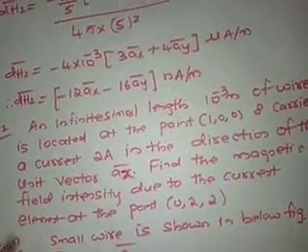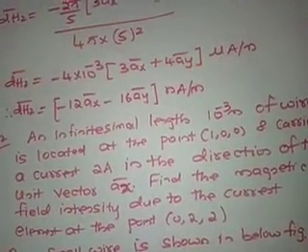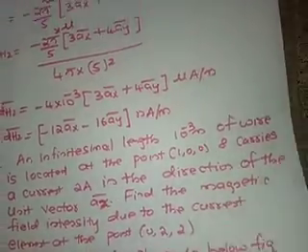So that is located at the point 1, 0, 0 and carries a current 2 ampere in the direction of the unit vector AX bar.